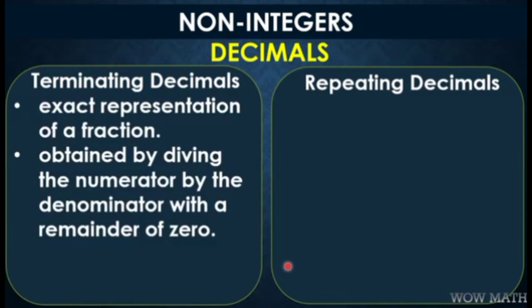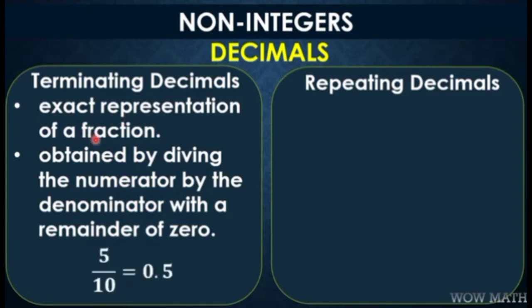So what do we mean by exact? Natatapos. Okay? Meron siyang ending. When we say terminating decimal, natatapos siya, exact. It is obtained by dividing the numerator by the denominator with a remainder of 0. Kaya nga ang sabi dito, exact, because there is no remainder. Ang naiiwan na remainder ay wala, 0. That's why it is called the exact representation of a fraction.